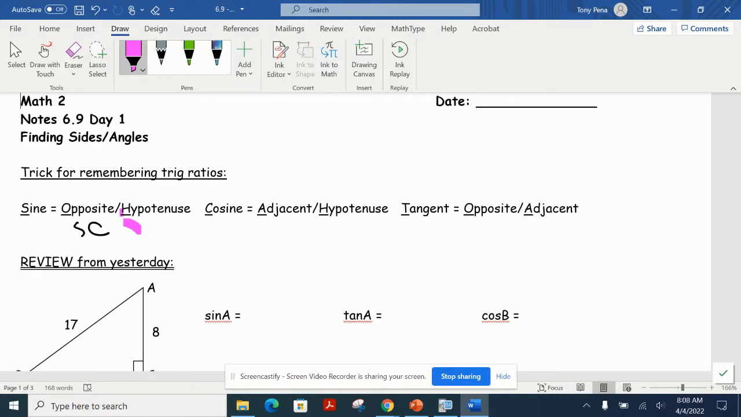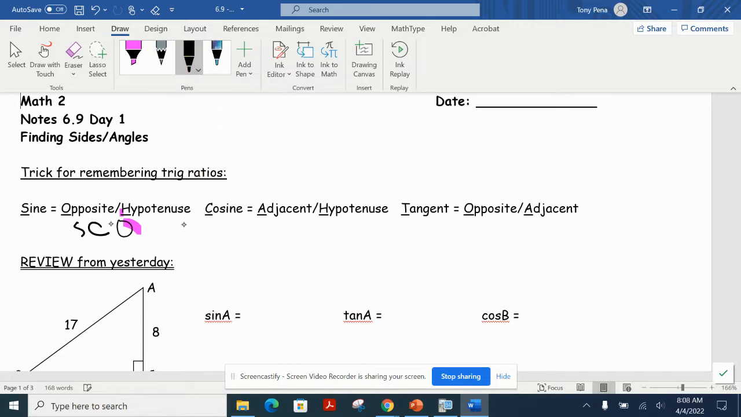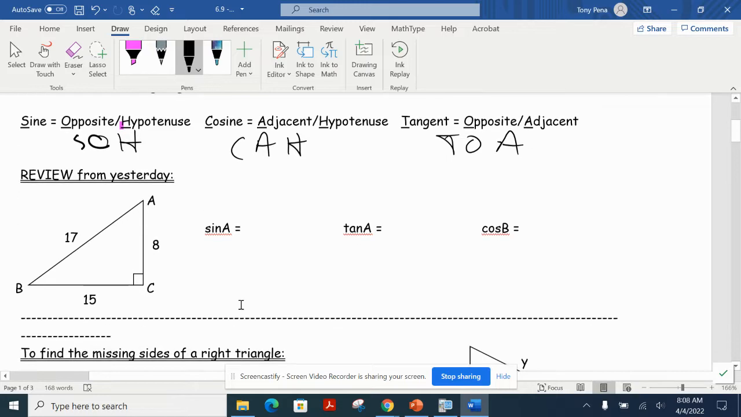So that's the sine, and then the cosine was the adjacent over the hypotenuse, and the tangent was the opposite over the adjacent. That's what you're just filling out just now here with these numbers, okay?